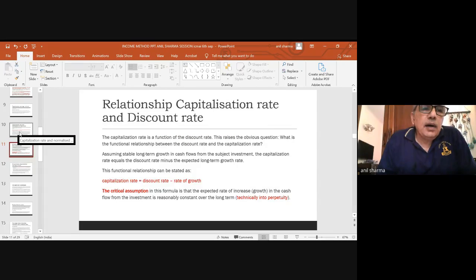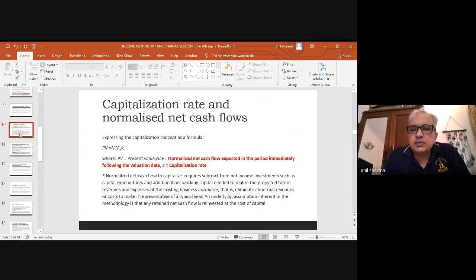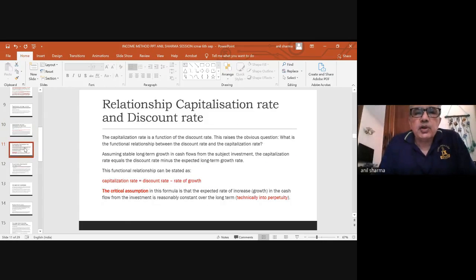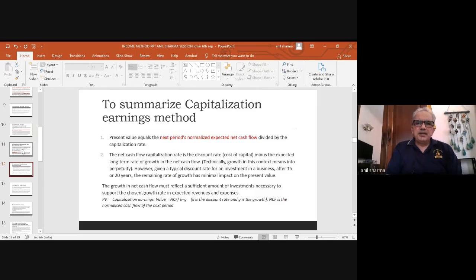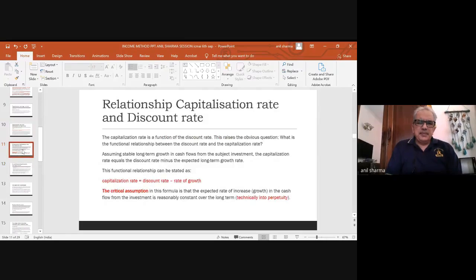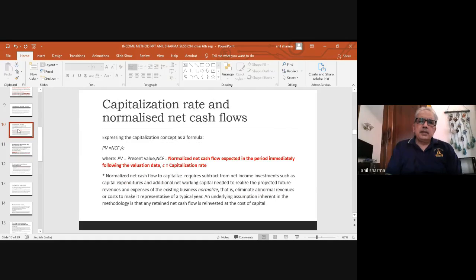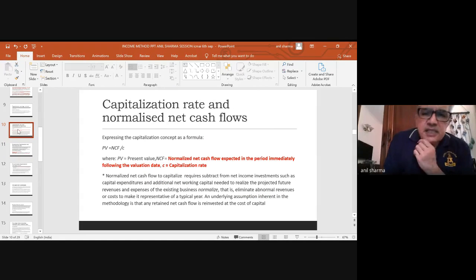Okay, if anybody has any question, please go ahead and ask again, because I will then push on to the Gordon growth model, which is... any questions, sir, on this? Please ask.